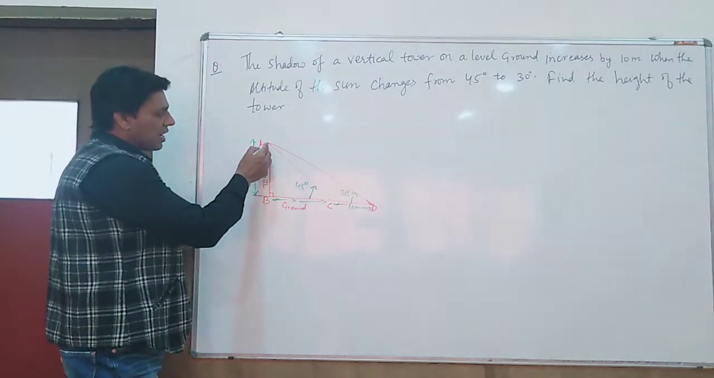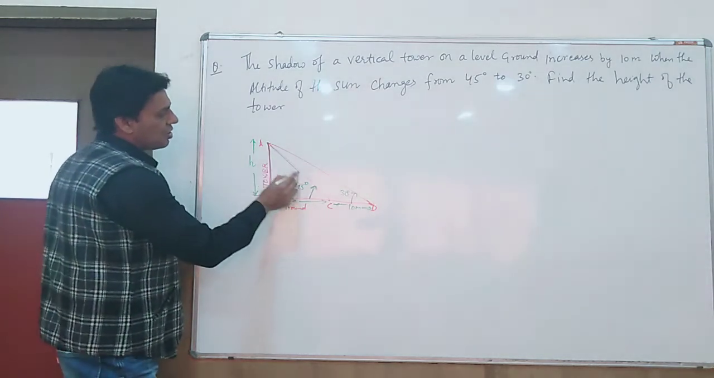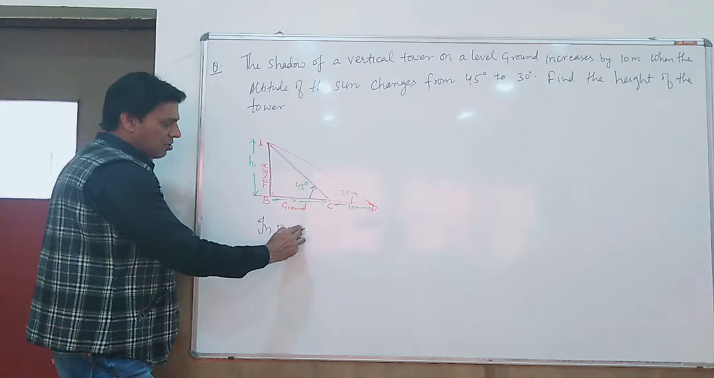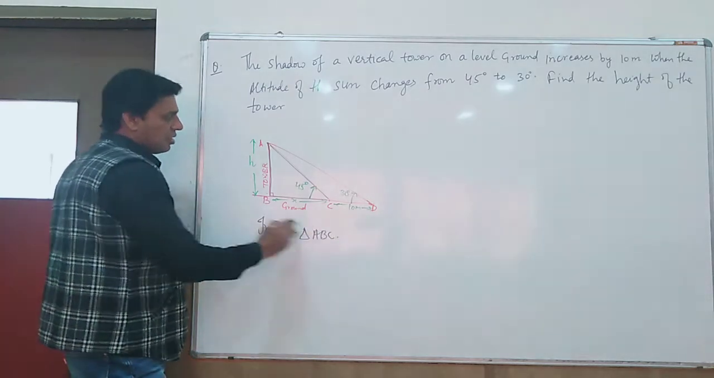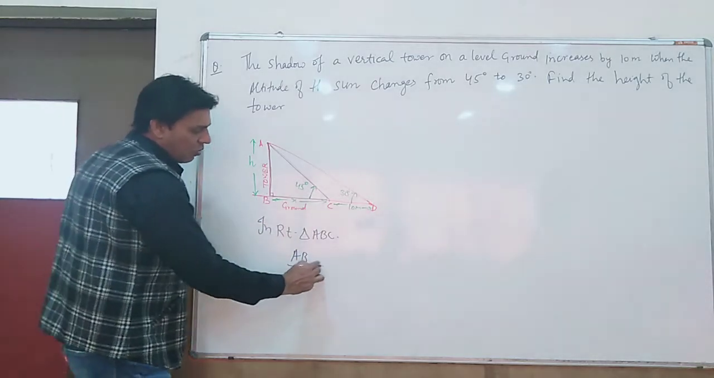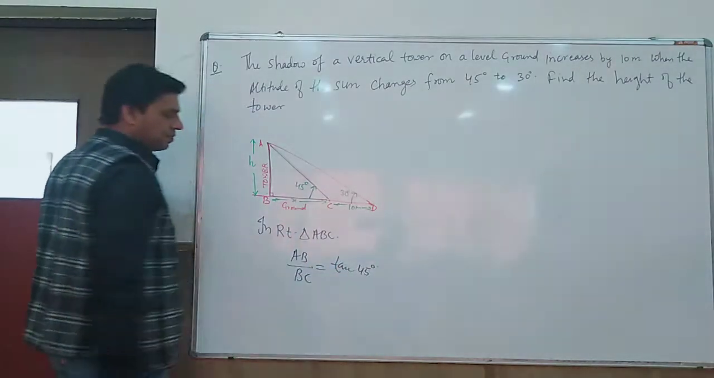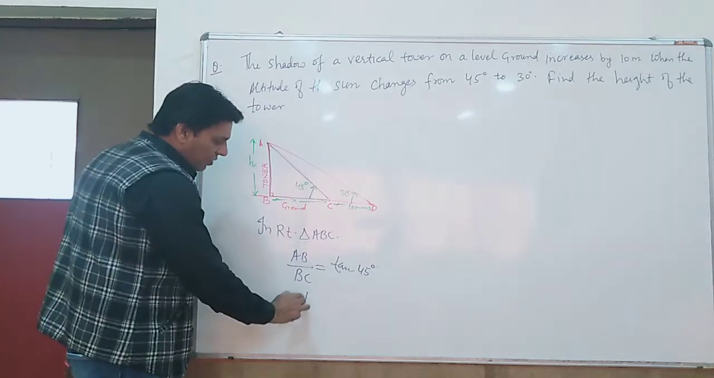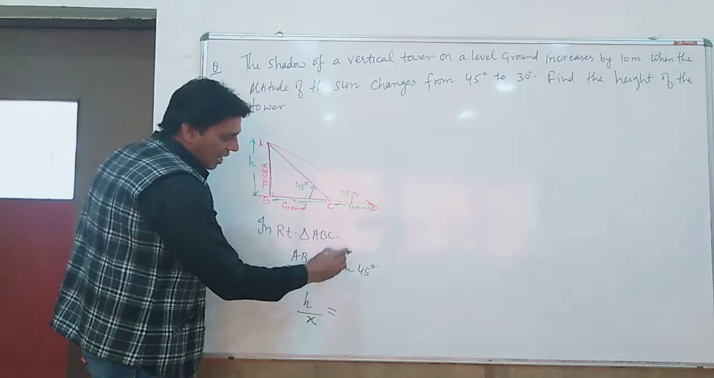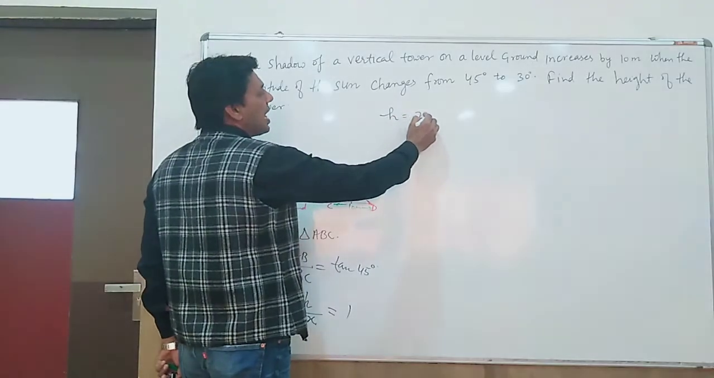Just we are starting the calculation. First we will take this triangle A, B and C. Now we will write in right triangle ABC, perpendicular AB and base BC, and the angle will be 45 degree. Now the height of the tower we have assumed as h, and this distance we have assumed as x, and tan 45 is 1. So we have calculated that h is equal to x.